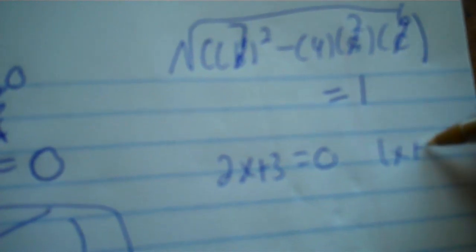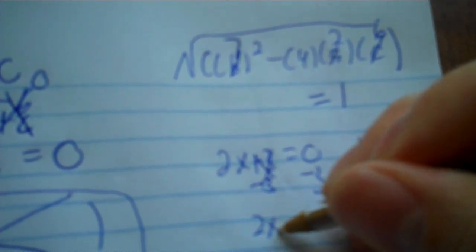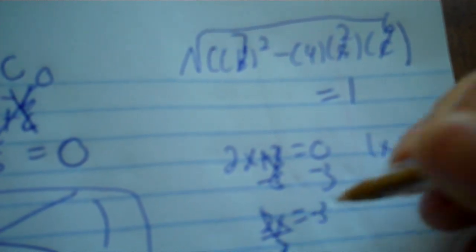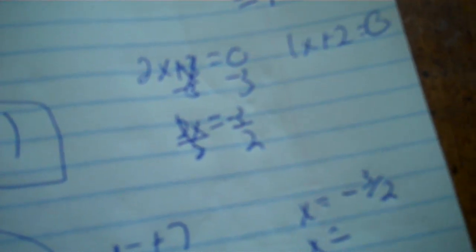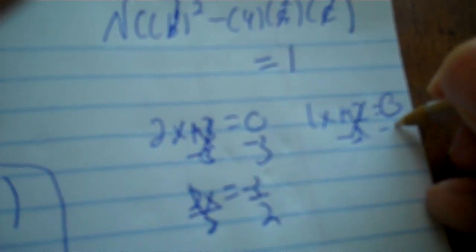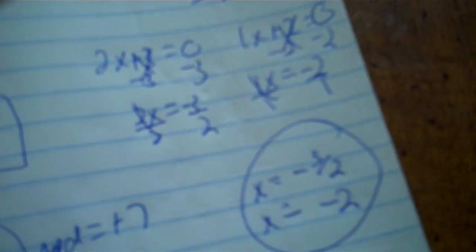So 2x plus 3 equals 0, 1x plus 2 equals 0. So I subtract 3, I get negative 3, divide by 2. Since 3 divided by 2 is a decimal, we're going to put negative 3 over 2. And then negative 2 divided by 1 is not a decimal, so put negative 2 down. Negative 3 halves, negative 2. Okay, number 4.